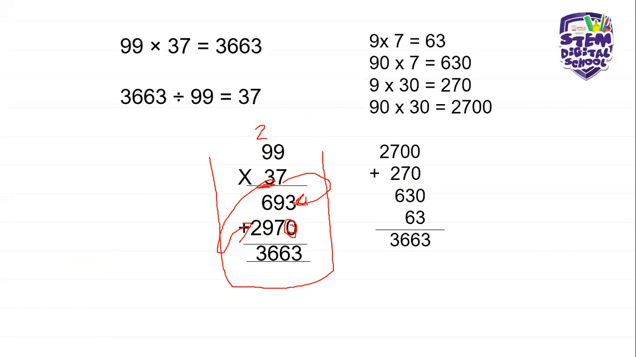Then I add everything. 3 plus 0 is 3. 9 plus 7 is what? Is 16. Carry 1. Then 6 plus 9 is 16. Carry 1. Then 1 plus 2 is 3. Giving my final answer 3,663. Quickly write this down.